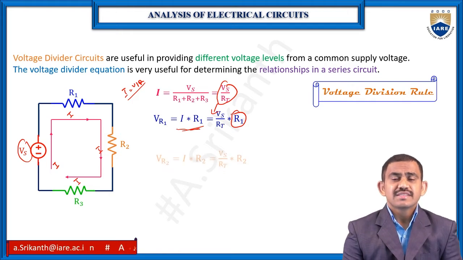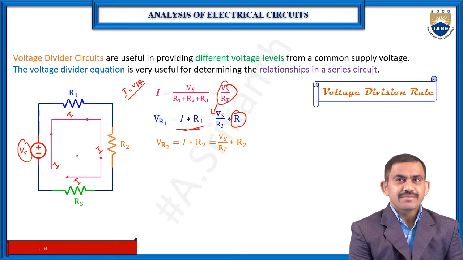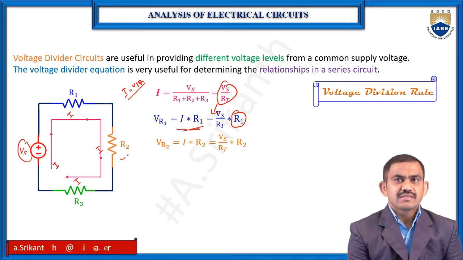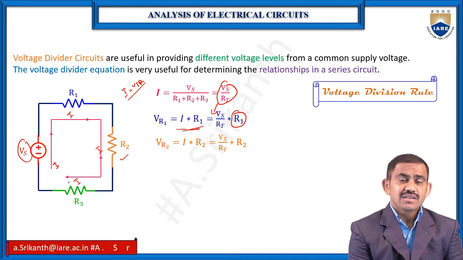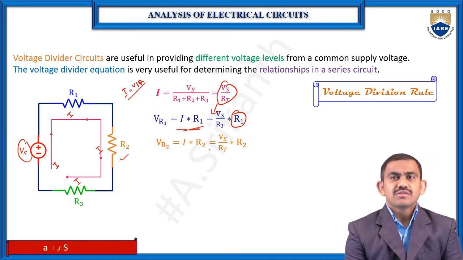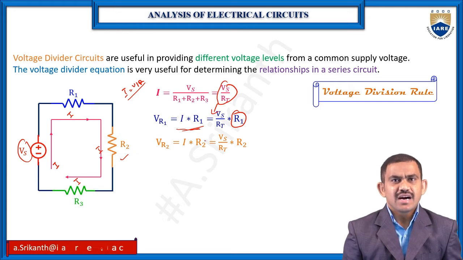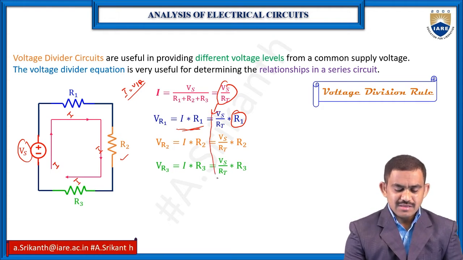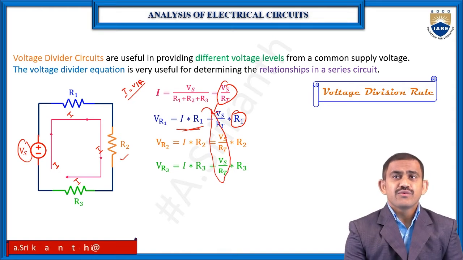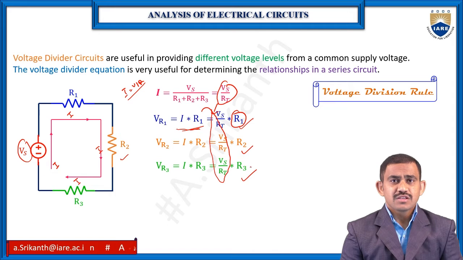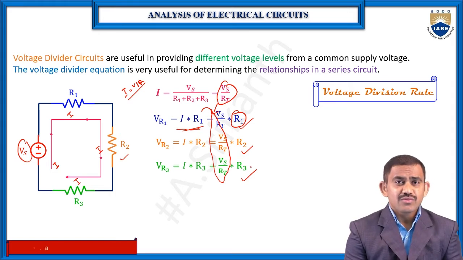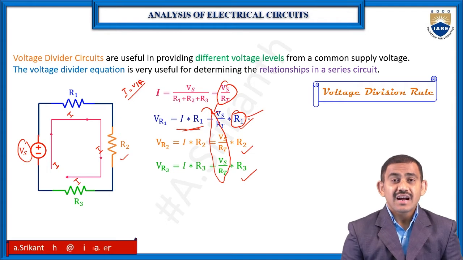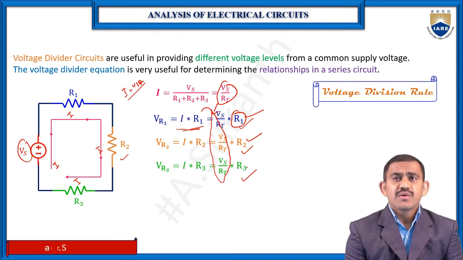Now for R2, I is the same. R2 is different, but I is the same for each resistor. So it is I into R2, where I equals Vs by R total. The same for R3. Now observe the three equations. Which is common? I is common. Only the resistor value changes. If I want the R1 voltage, I write R1 here. If I want the R2 voltage, I write R2 here. If I want VR3, I write R3 here.